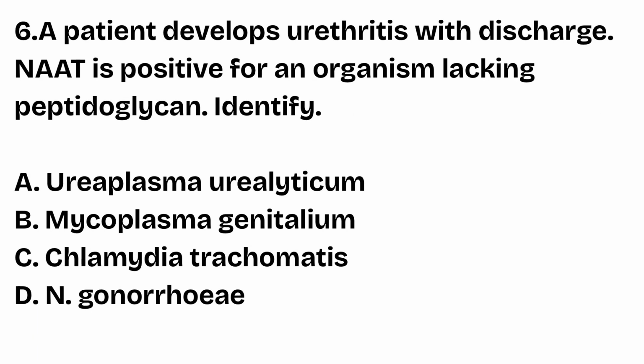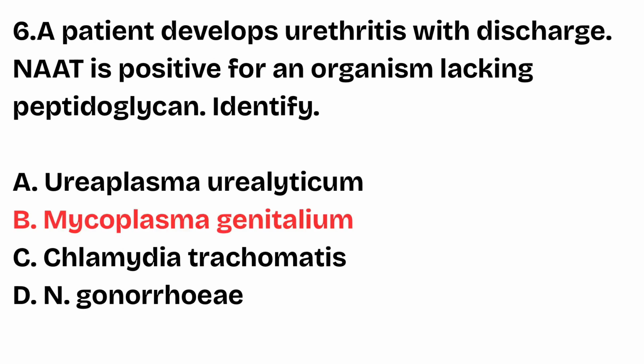Question number 6. A patient develops urethritis with discharge. NAT is positive for an organism lacking peptidoglycan. Identify. Ureaplasma urealyticum, Mycoplasma genitalium, Chlamydia trachomatis, Neisseria gonorrhoeae. The right answer is option B, Mycoplasma genitalium.